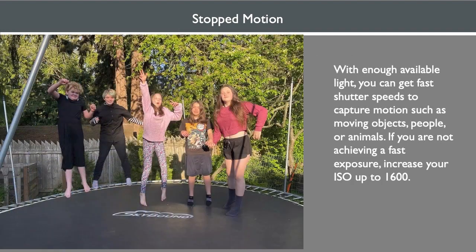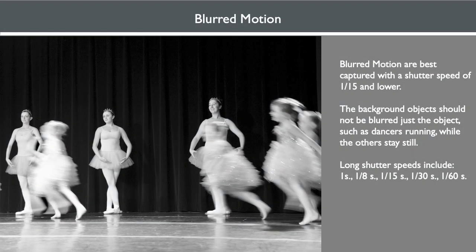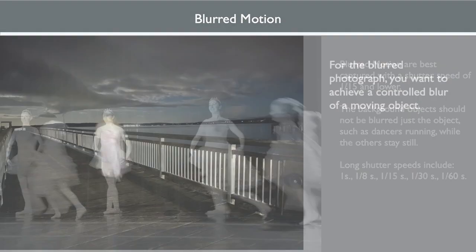With enough available light, you can get fast shutter speeds to capture motion, such as moving objects, people, or animals. If you're not achieving a fast exposure, increase your ISO up to 1600. Blurred motion is best captured with a shutter speed of 1/15th and lower. Long shutter speeds include those shown on screen. The background objects should not be blurred, just the object or person, such as the dancers running in this photograph, while the others stay still.